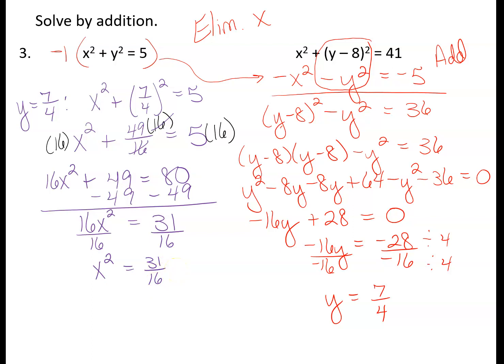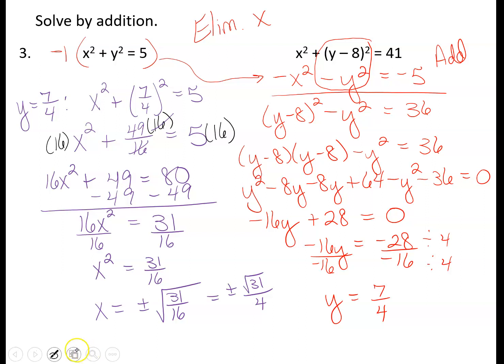It's okay. We square root both sides, so now we've got plus or minus square root of 31/16. Make sure you don't forget the plus minus. Well, 31 is not a perfect square, has no factors that are, but 16 is. So we would have square root of 31 over 4.